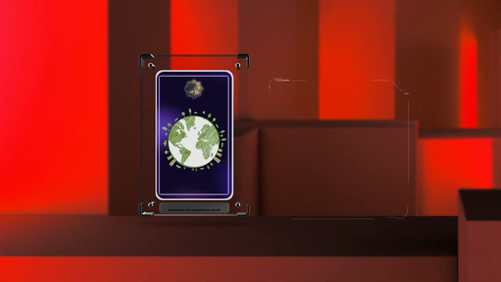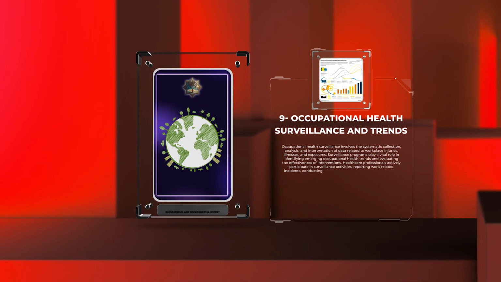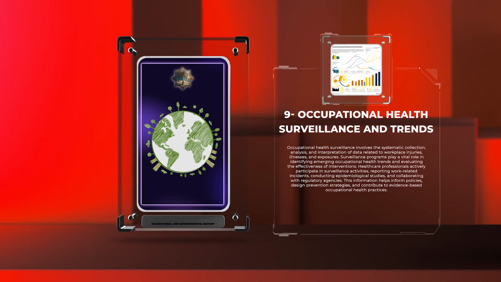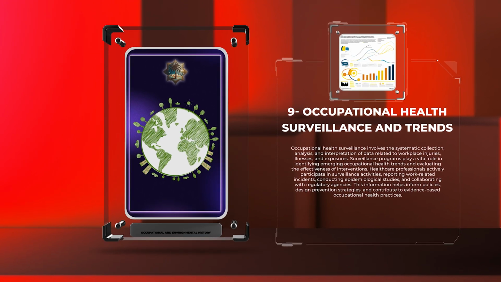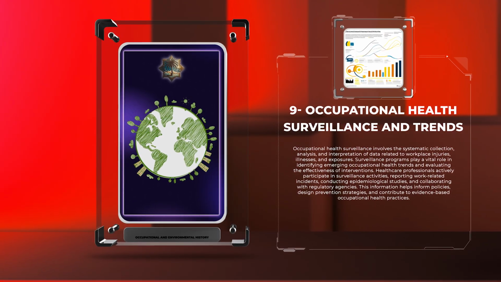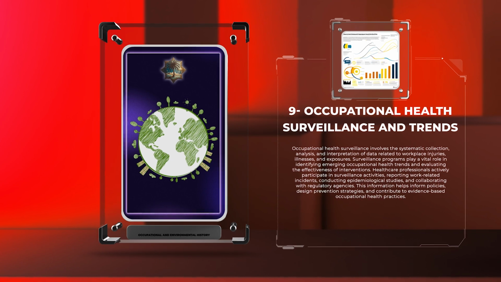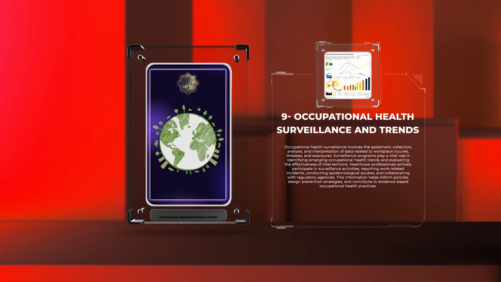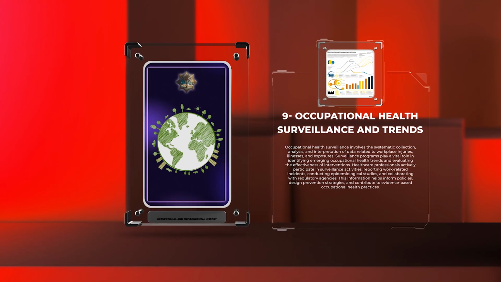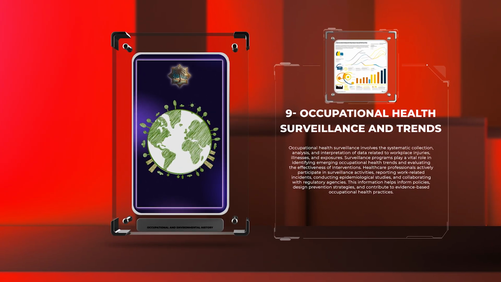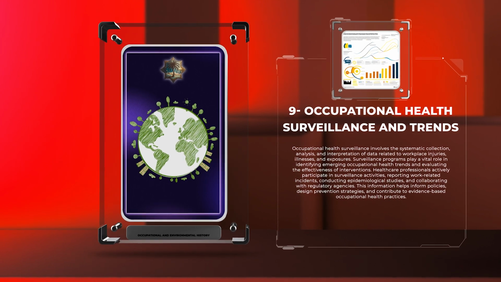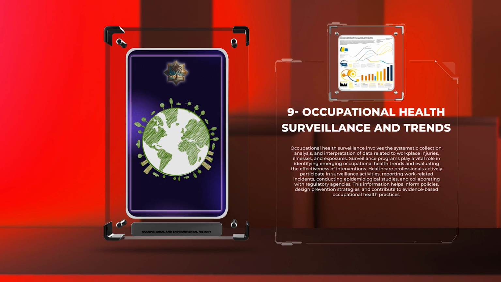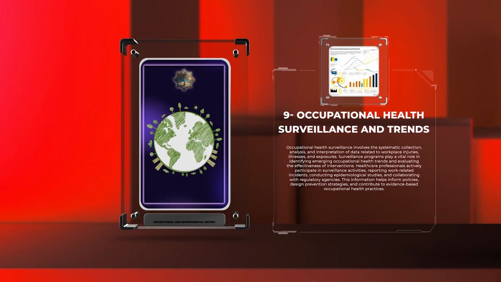Occupational health surveillance involves the systematic collection, analysis, and interpretation of data related to workplace injuries, illnesses, and exposures. Surveillance programs play a vital role in identifying emerging occupational health trends and evaluating the effectiveness of interventions. Healthcare professionals actively participate in surveillance activities, reporting work-related incidents, conducting epidemiological studies, and collaborating with regulatory agencies. This information helps inform policies, design prevention strategies, and contribute to evidence-based occupational health practices.